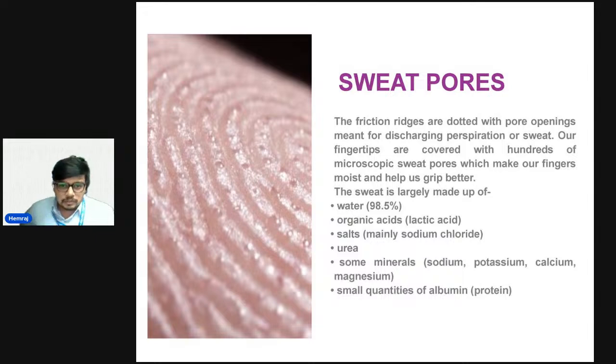So we'll read some information from here. Friction ridges are dotted with pore openings. Pore means the opening of the sweat glands. We have glands in our hand. I hope everybody is a science student and understands what pores and glands are. The sweat is largely made up of 98.5% water. Then some organic acids, salts, and minerals are there. That is the composition of our sweat. So the composition of our sweat is equal to the composition of our fingerprint as well.